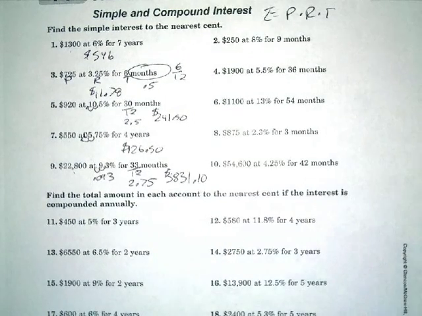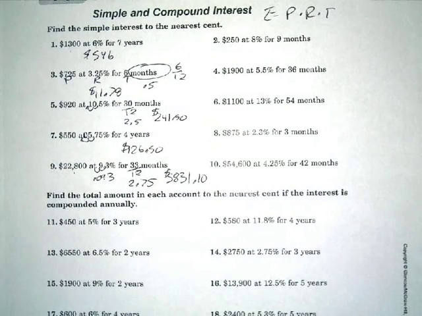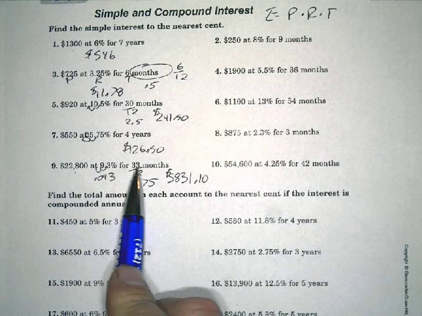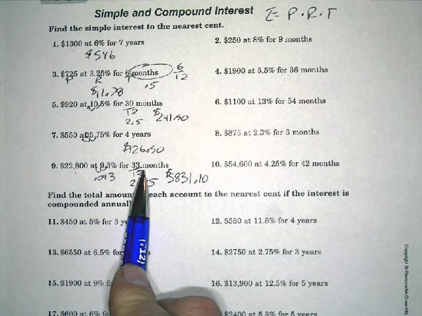Okay, principal times rate times time. Change your percent to a decimal. If it's in months, divide it by 12 to convert it to years.